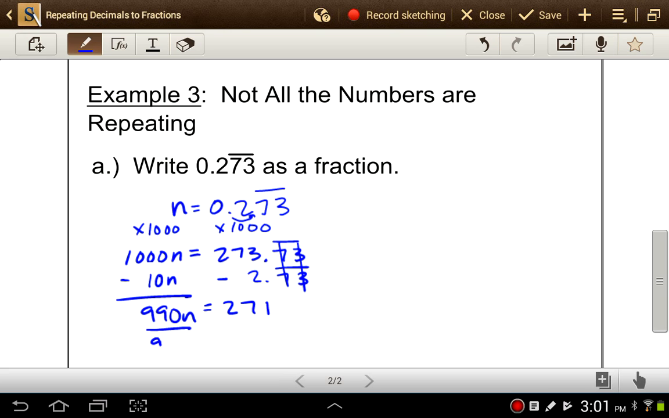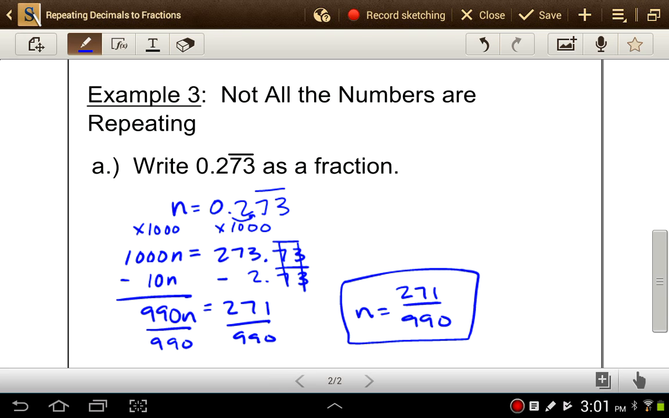Divide both sides by 990. And we get n equals 271 990ths. And that cannot be simplified. So that's my final answer.